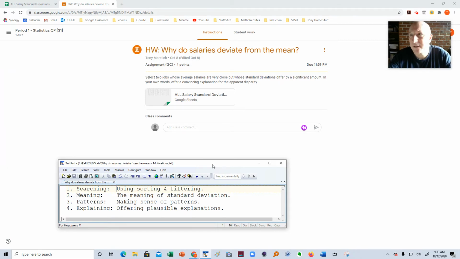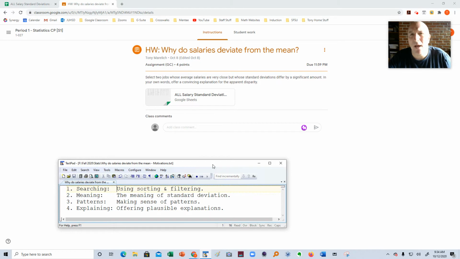Next, the exercise is about finding patterns in data. So once you find a job and you take a look at all the employees that have that job, inspecting the individual salaries and noting the differences between the salaries would perhaps help you identify some patterns in the data, things that you see that are common. And additionally, and lastly, the exercise is about offering up plausible explanations.